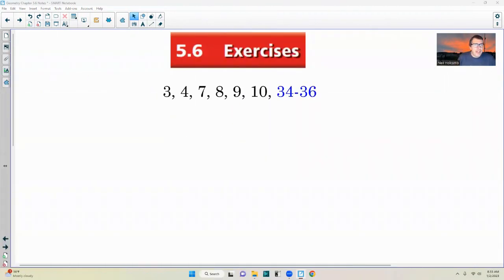Okay, that brings us to the end of exercise 5.6. So the problems I want you to do for your homework are listed here, other than those other two proofs that I would also really like you to try. And then 34 through 36 are review questions.